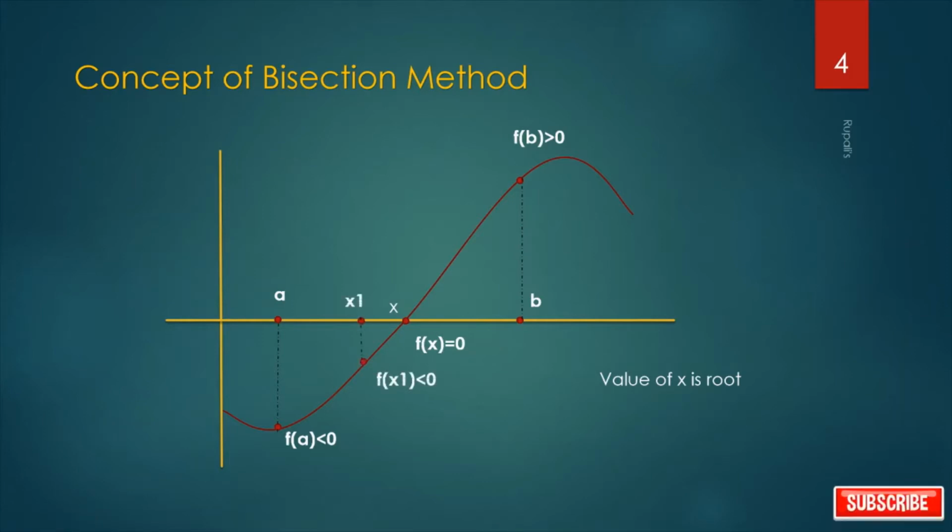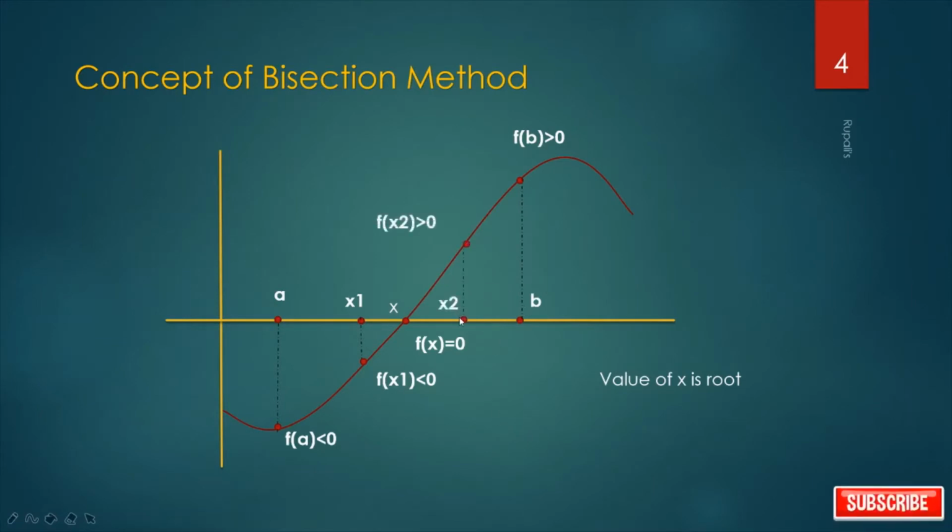Now what do you have to do? Calculate f(x1) and examine the sign. If f(x1) is less than 0, the root lies between x1 and b. And if f(x1) is greater than 0, then the root lies between a and x1. But in our case, in this figure, the root lies between x1 and b. Now you have to calculate the second approximate root. So the second approximate root, that is x2 = (x1 + b)/2.